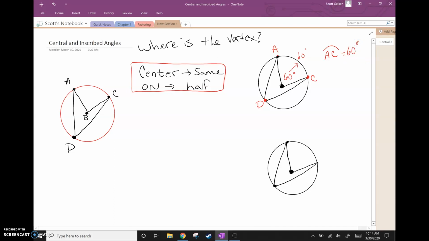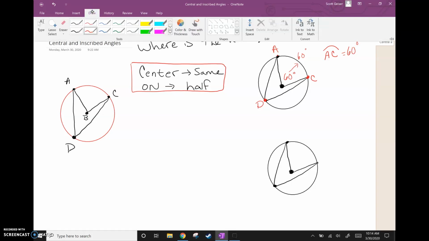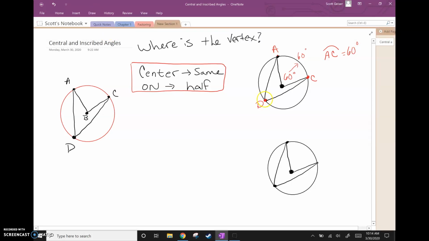Now, if I want to go to the inscribed angle, since angle ADC is located on the circle, it's going to be exactly half of that. Since that angle is still connected to this arc and is on the circle, that would be 30 degrees. Okay, center would be the same as the arc measure, on is half.